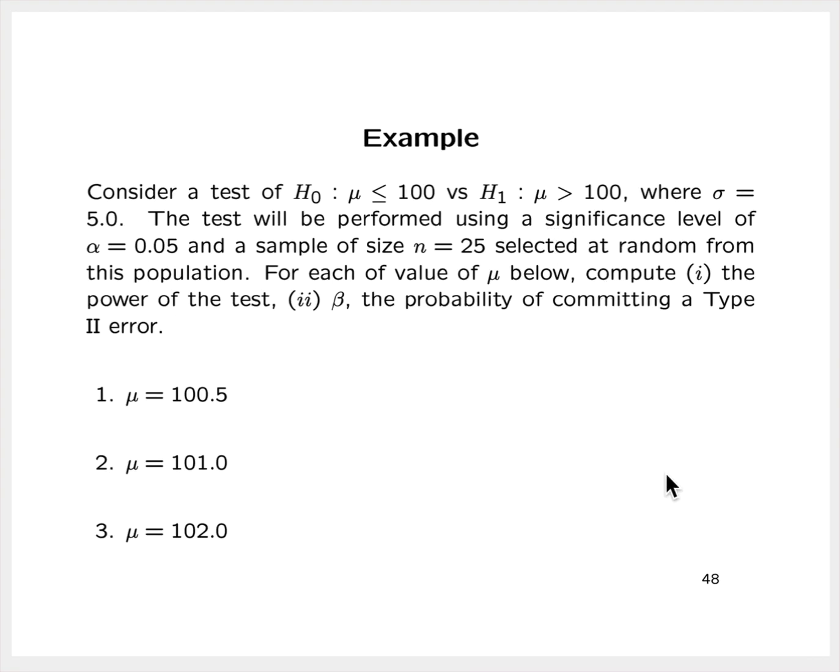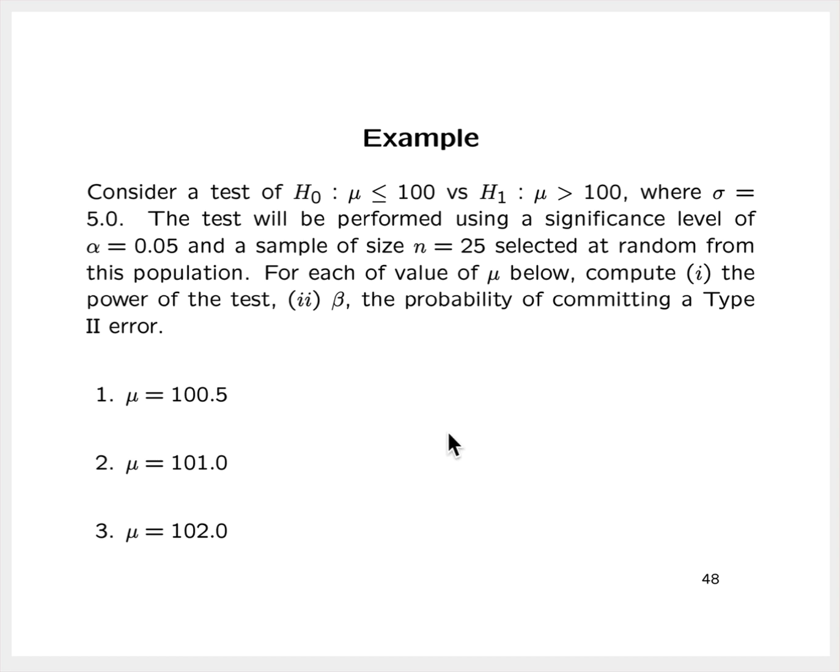So let's look at an example. Suppose that we consider a test where the null hypothesis says that mu is less than or equal to 100 against the alternative that says that mu is greater than 100, where the population standard deviation is known to be 5. The test will be performed using a significance level of 5%, alpha equal to 0.05, and a sample size of 25 will be selected at random from this population. Now for each value of mu below, compute the power of the test, and then beta, the probability of committing a type 2 error.